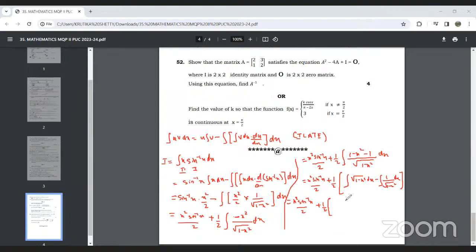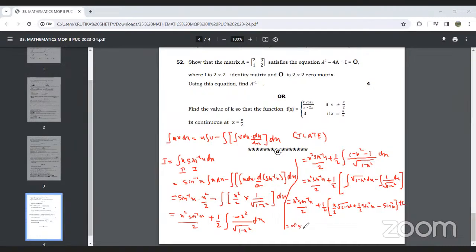For the root of 1 minus x square, yesterday we discussed the integral of root of a square minus x square. We are applying the same formula. So it will be x by 2 root of 1 minus x square, plus 1 by 2 sine inverse x. Similarly, minus, 1 upon root 1 minus x square is directly sine inverse x plus c. Multiplying by 1 by 2, we will get the final answer.